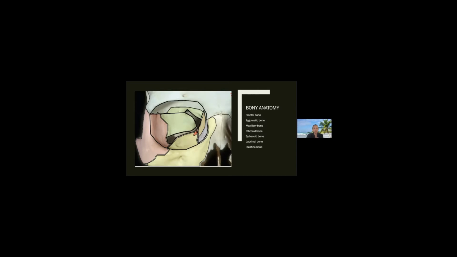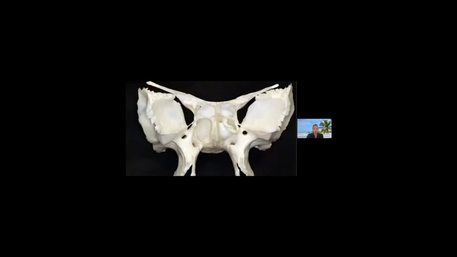So we'll start with the sphenoid bone. Can you guys see my arrow? Yes, we can. So the sphenoid bone makes up the center of the orbit, basically. You have the lesser wing of the sphenoid, which forms the posterior roof of the orbit, and then you have the greater wing of the sphenoid, which makes up the lateral orbit.